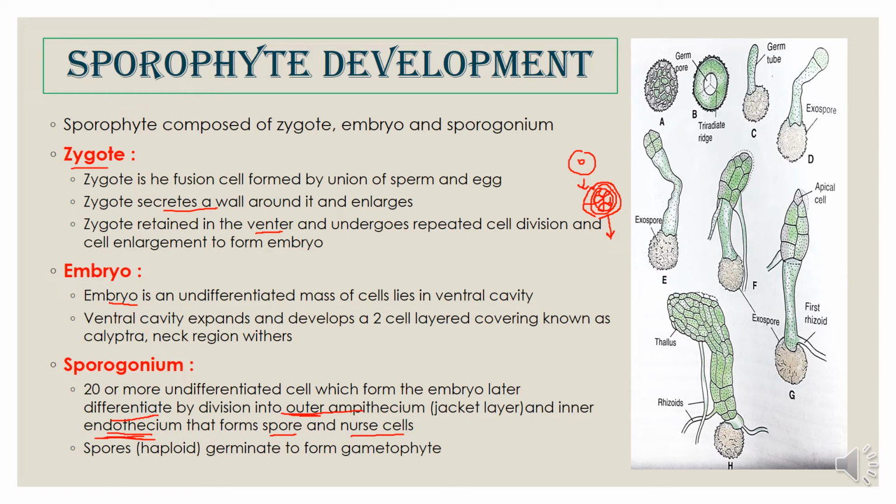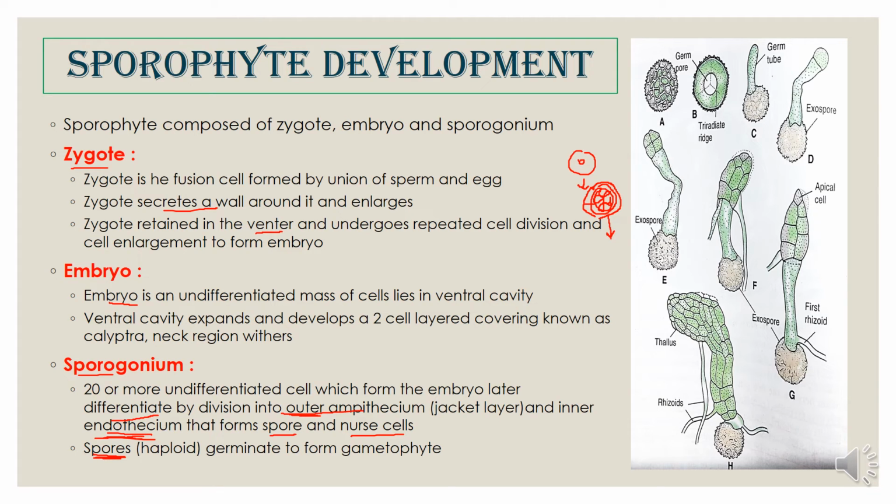During the formation of spores, the process is called sporogenesis, where the endothecial cells undergo repeated division, mitotic division at first, then meiotic division. Due to this meiotic division, spores are formed. So the sporogonium is the last stage of the sporophytic generation, and the sporogonium produces haploid spores, which start the gametophytic generation.